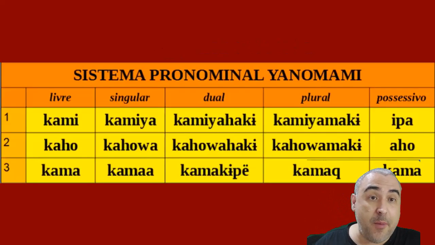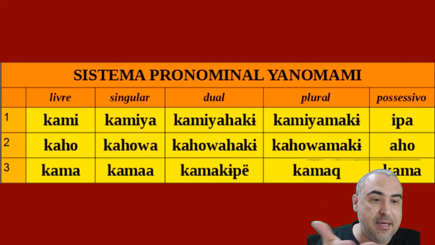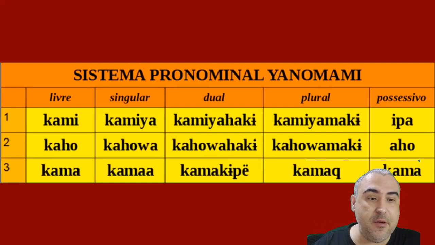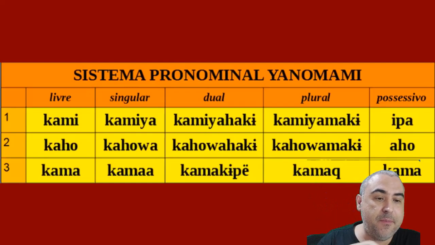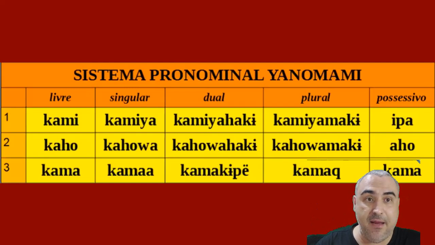Here we come to the pronominal system. We have seen some pronouns. We have seen the kami and the kamiya. So here we come to the pronoun system in Yanomamo. There is a free form, which is used in isolation when there's no verb. There is a singular form used with verbs, like kamiya. Kami is me, the singular isolated free form. Kamiya is like I, when I say I do something. They can put that in the dual and the plural. Kamiya haku means the two of us. And kamiya maka means three or more of us. And the possessive ipa means my or ours.